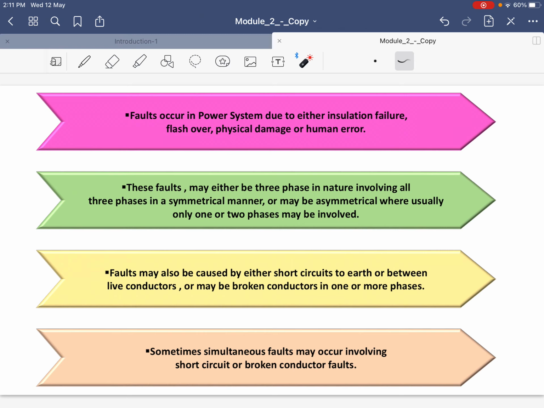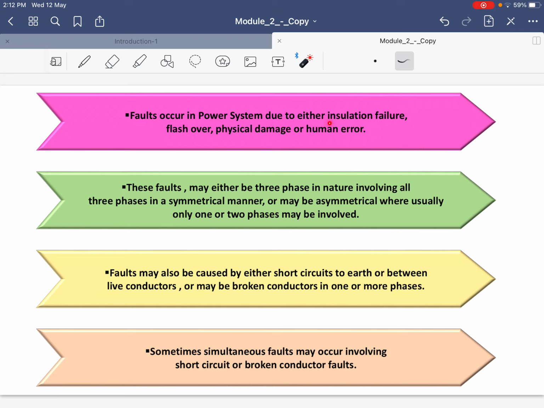Some of the points pertaining to faults are: the fault occurs in the power system due to different reasons. One is insulation failure, that is, the live wire is fixed on the insulator. If there is an insulator failure, in that case there is a direct connection from the live wire to the supporting structure, that is, the tower. That is the fault.